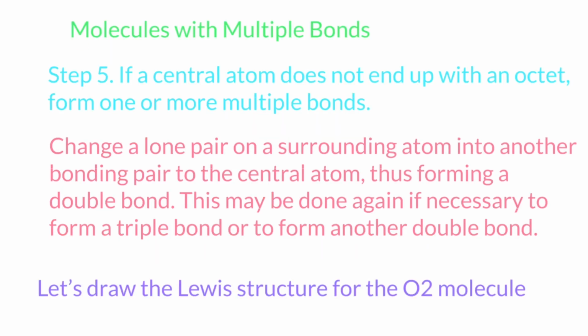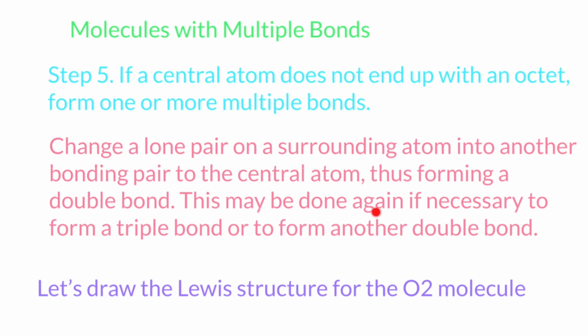The next one: molecules with multiple bonds. Step 5. After the 4 steps, the next one, if required, is step 5. If a central atom does not end up with an octet, form one or more multiple bonds. How do we form multiple bonds? Listen now. Change a lone pair on a surrounding atom into another bonding pair to the central atom, thus forming a double bond.